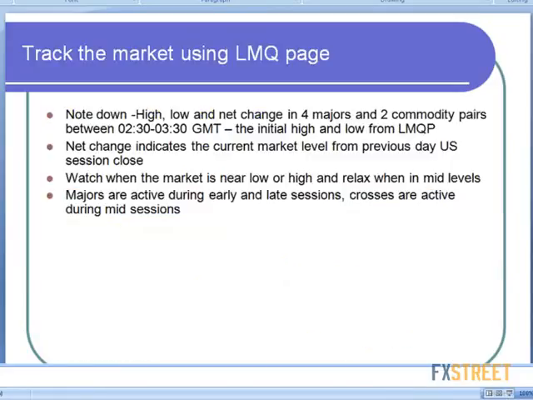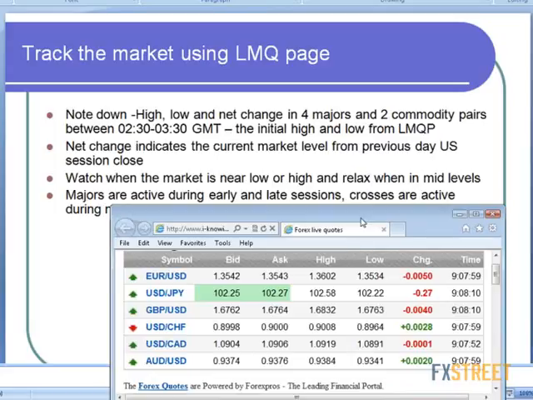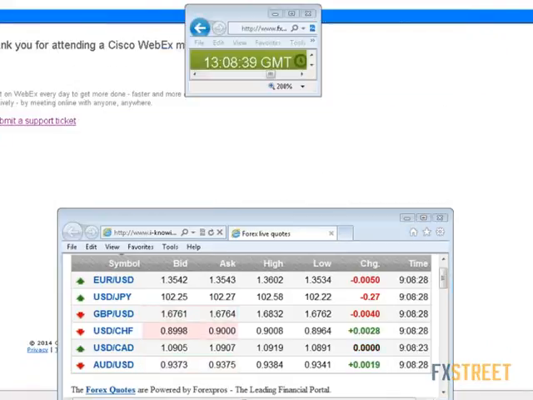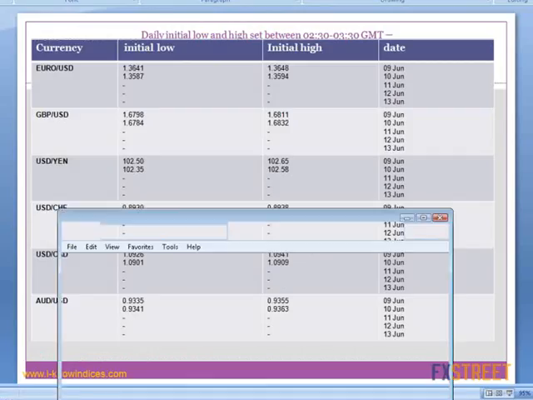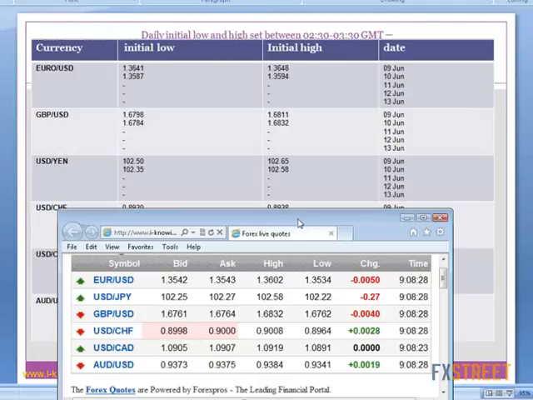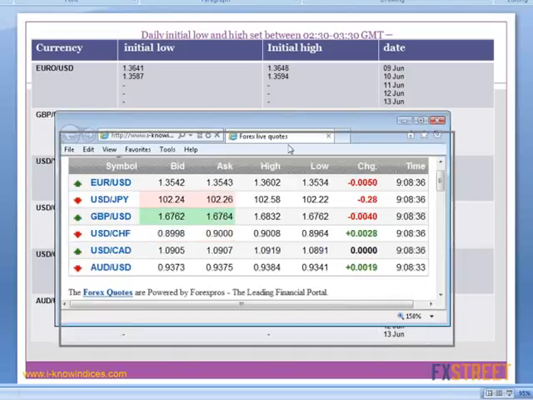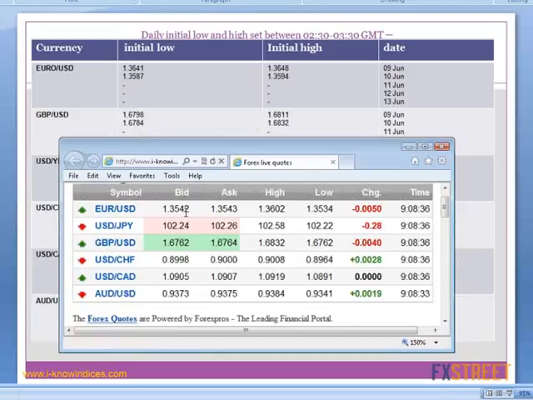After noting down the initial lows and highs, we compare them with the current lows and highs and the current market level, so that we try to understand what they are trying to do. So I'll refer to the initial lows and highs set around 3:30 GMT, which I noted down during the Japanese session. And I compared it during the European session to that market. Now I will compare it with the US session market.